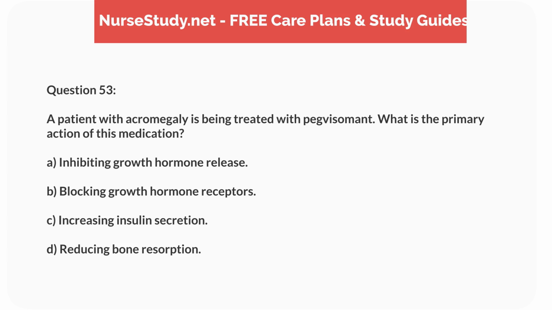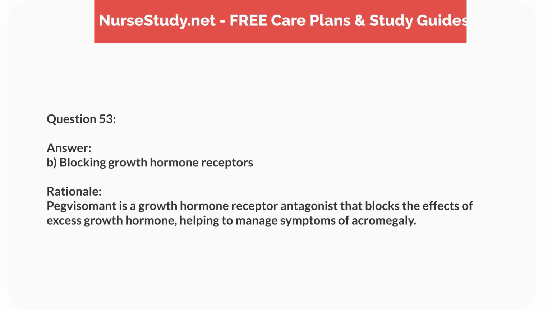Question 53. A patient with acromegaly is being treated with pegvisomant. What is the primary action of this medication? A. Inhibiting growth hormone release. B. Blocking growth hormone receptors. C. Increasing insulin secretion. D. Reducing bone resorption. Answer: B. Blocking growth hormone receptors. Rationale: Pegvisomant is a growth hormone receptor antagonist that blocks the effects of excess growth hormone, helping to manage symptoms of acromegaly.